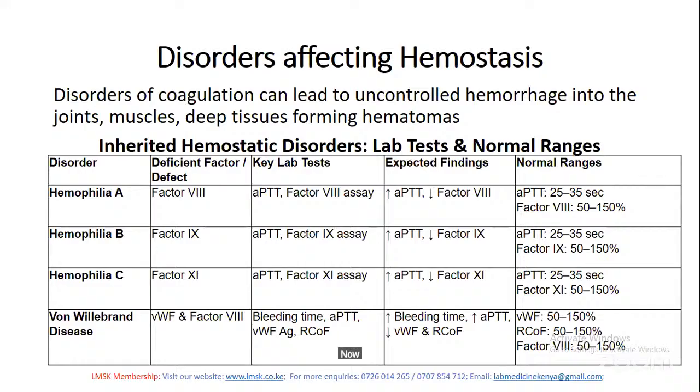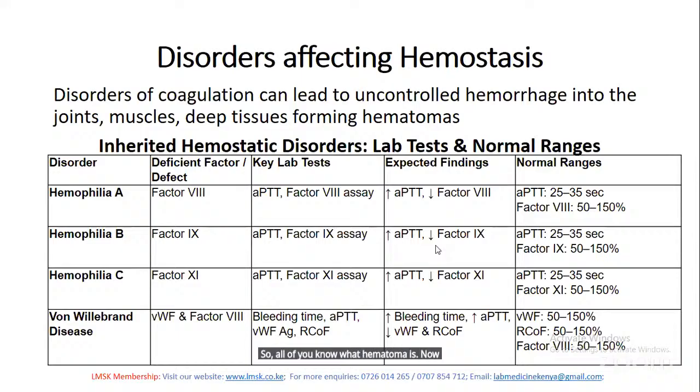Now, what are the disorders that affect hemostasis? One, we should know that disorders of coagulation can lead to uncontrolled hemorrhage into the joints, into the muscles, in deep tissues, forming hematomas. Of course, you know that we can also initiate hematoma during phlebotomy. So all of you know what hematoma is.